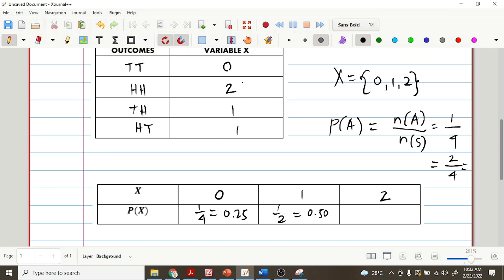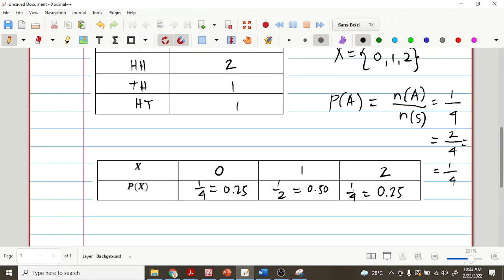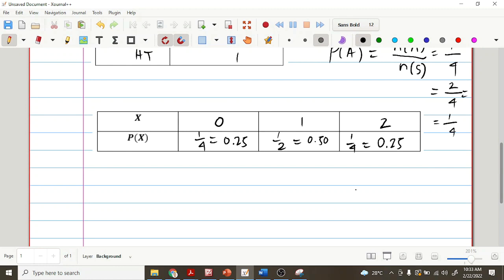And then lastly, the probability that 2 heads will occur. So titingnan natin kung ilang beses nag-appear si 2 sa table na to. So isang beses lang siya nag-appear. So we write in the numerator 1, and then sa denominator ay 4. So 1 all over 4, or equivalent to 0.25. So if we try to observe all of the probabilities, nakita natin na each probability is between 0 and 1.